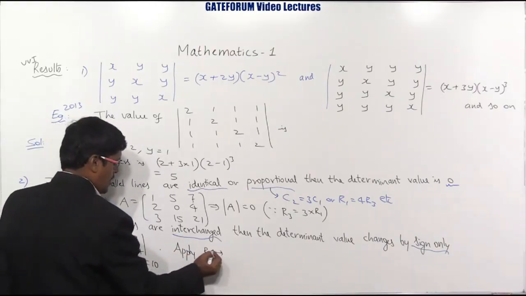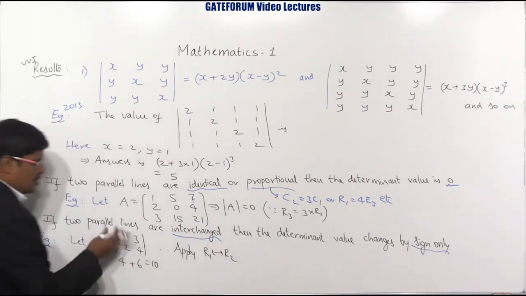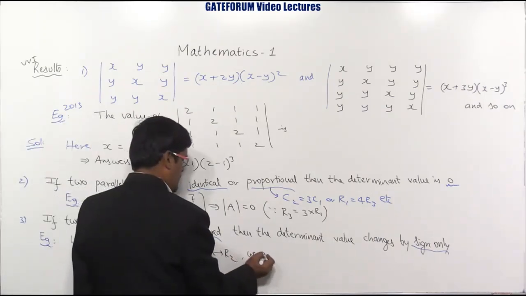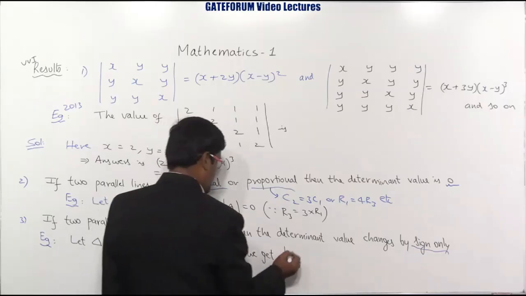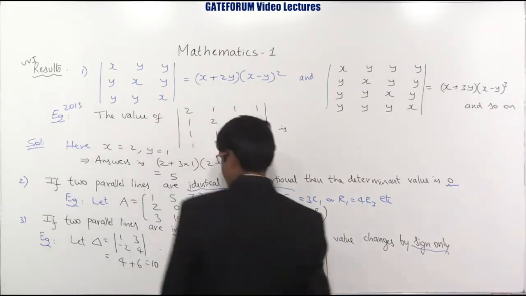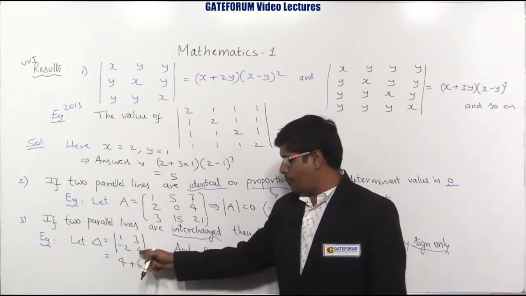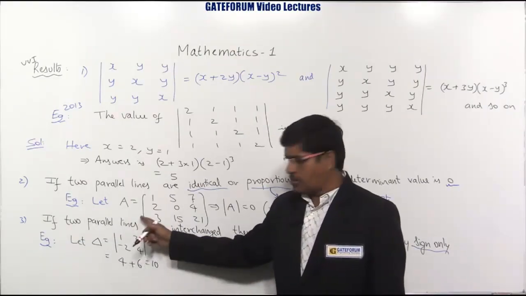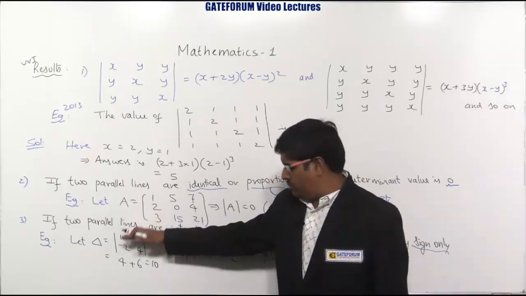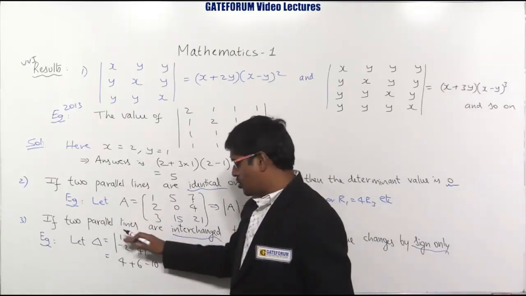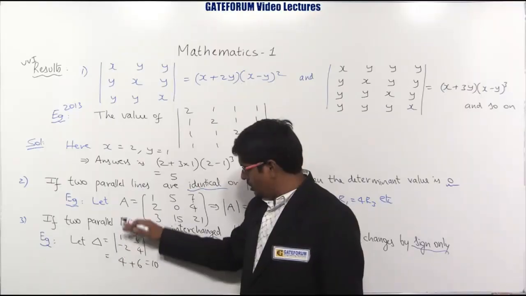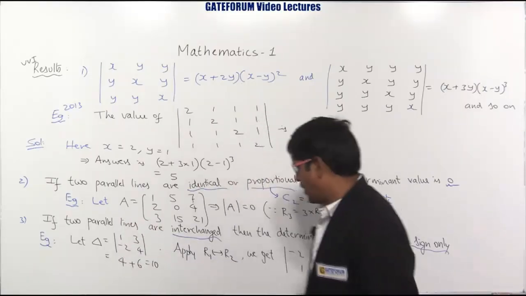R1 interchanges. I have only 2 rows and 2 columns. Just apply interchanging. We get a new determinant, minus 2, 4, 1, 3. In this determinant, I have applied first row, second row interchange. So the second row elements go to the first row position, and the first row elements come down to the second row.